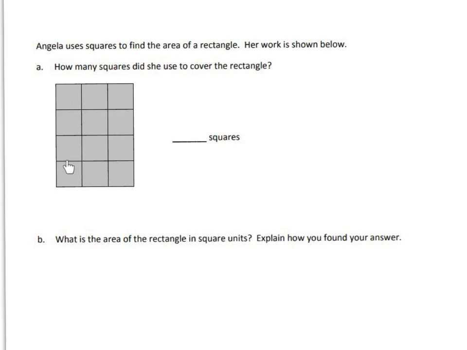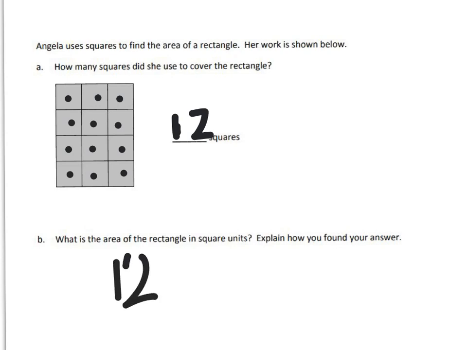So when I look at this rectangle right here, I can see it's broken up into units. In order to answer the question, how many squares did she use to cover the rectangle, I could literally count every single one of these squares. So 1, 2, 3, 4, 5, 6, 7, 8, 9, 10, 11, 12. So it would be 12 squares. So I know that the area of the rectangle in square units would be 12.